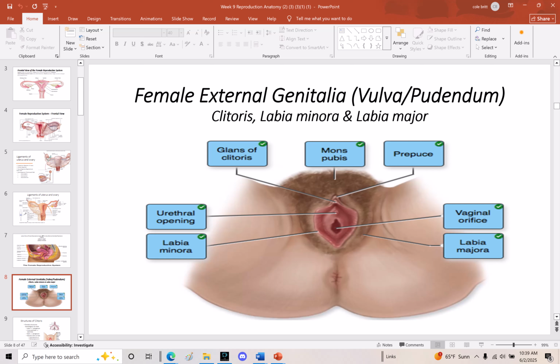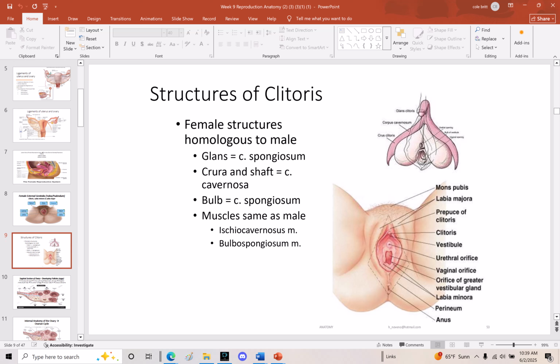However, the urethra is different. My urethra runs right along with the erectile tissue in the penis. But ladies, your urethra is slightly below the clitoris, and I'm sure you all know that. But we do have the same muscles: ischiocavernosus and bulbospongiosus.